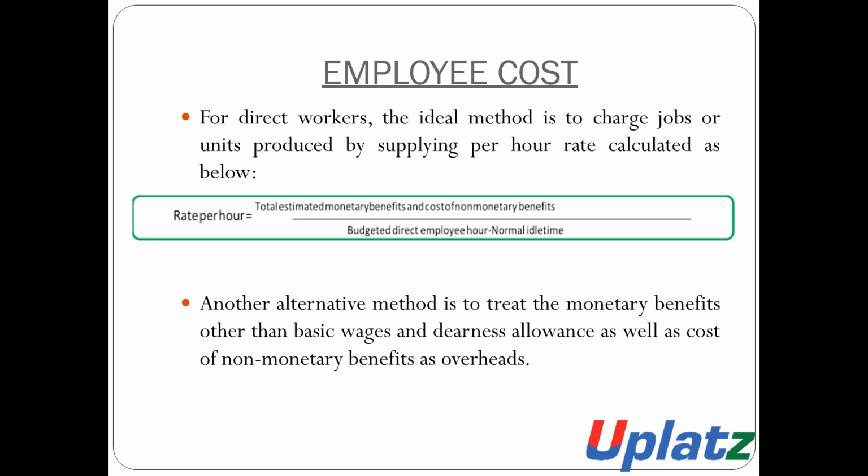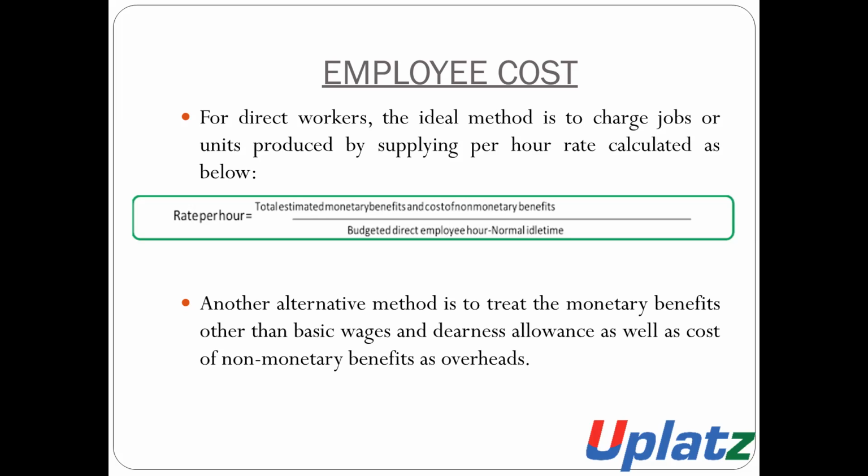For the direct worker, the ideal method is to charge the job or unit produced by them by applying a per hour rate, which is calculated as follows. Rate per hour is equal to total estimated monetary benefits and cost of non-monetary benefits divided by budgeted direct employee hours less normal idle time.